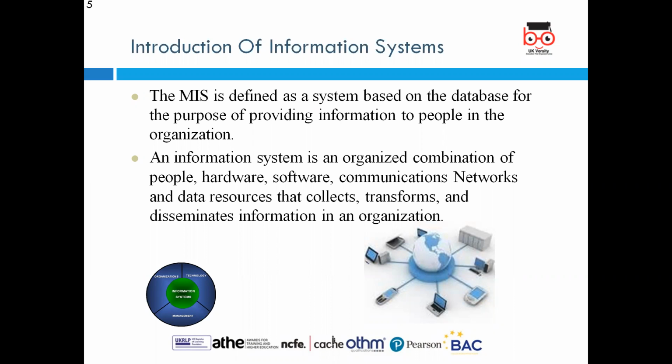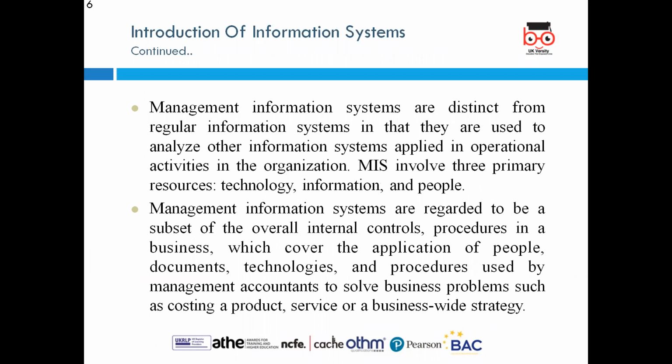Also, we mentioned that this will be a system based on a database. So as you can see, an information system in an organization is an organized combination of people, hardware, software, communication networks, and data resources that collect, transfer, and disseminate information in our organization. So as we said, this has to be a well-structured system.